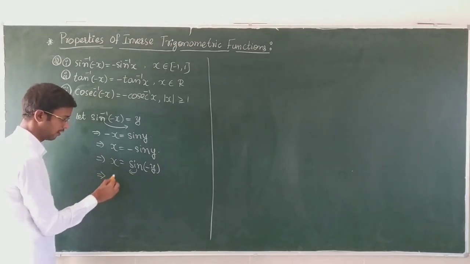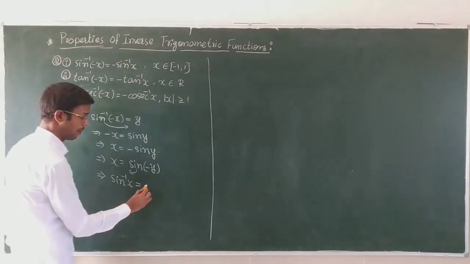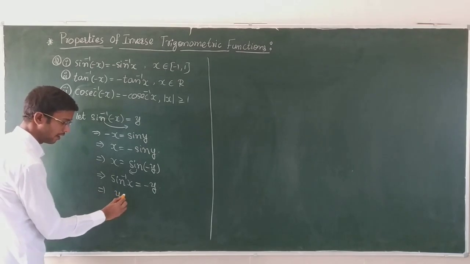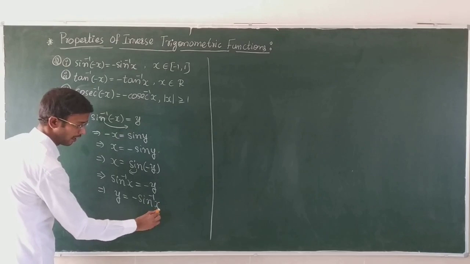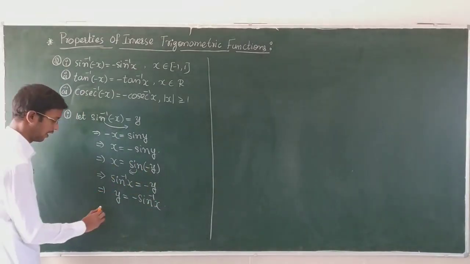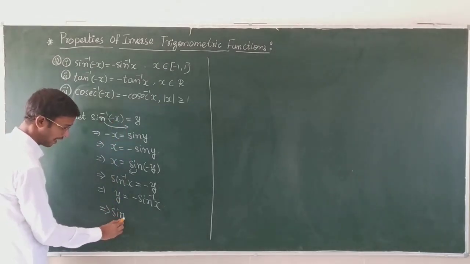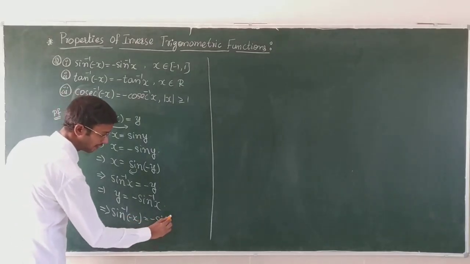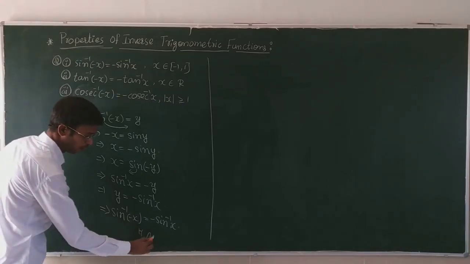Now sin inverse on this side. Sin inverse of x is equal to minus y. Y is equal to minus sin inverse x. This implies y value: sin inverse of minus x is equal to minus sin inverse x, and proved.